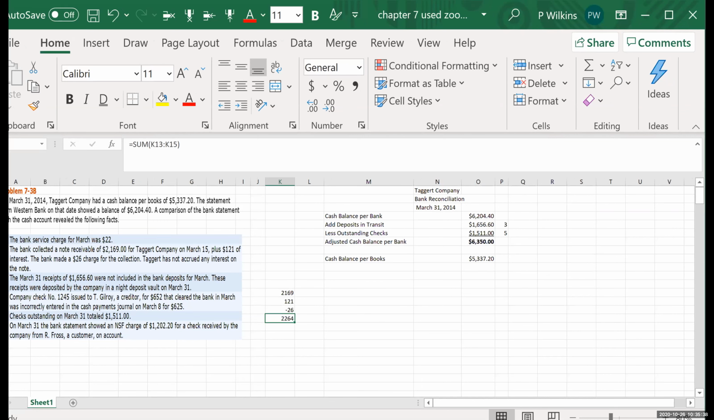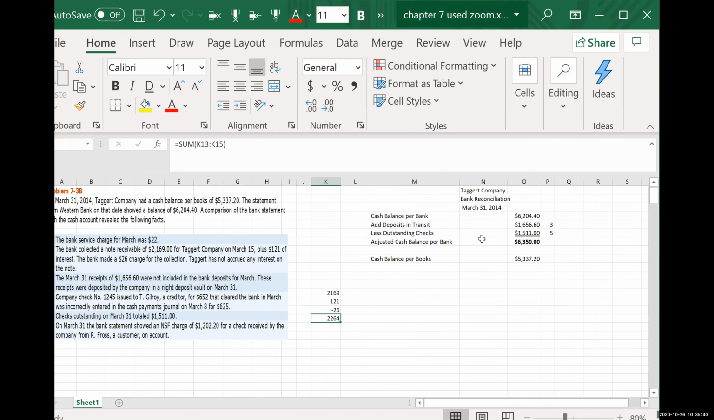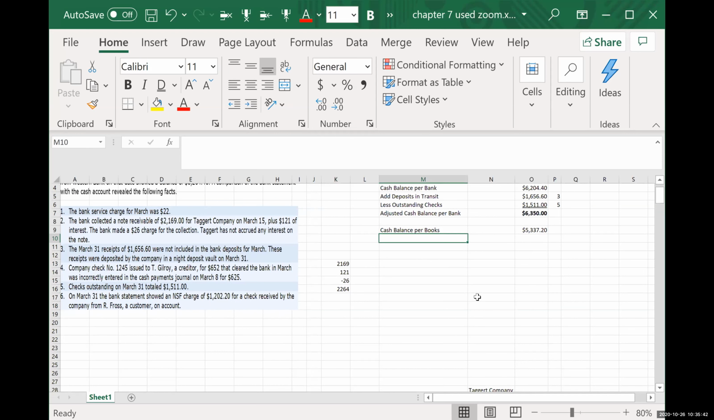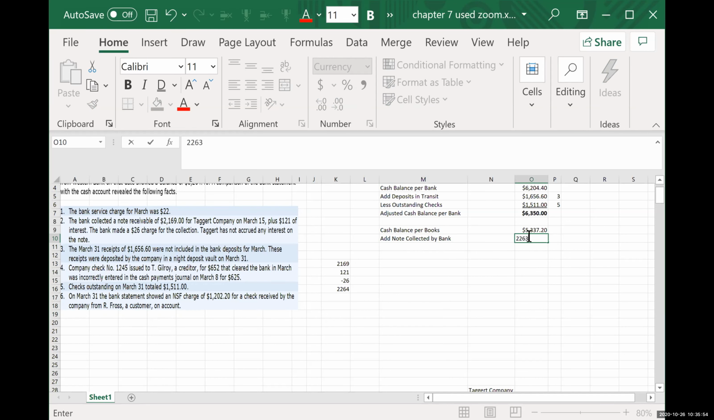$2,264. So we are going to add note collected by bank, $2,264. Whoops, $2,264. Okay. We're then going to look and see if there's any errors that we have to add for.